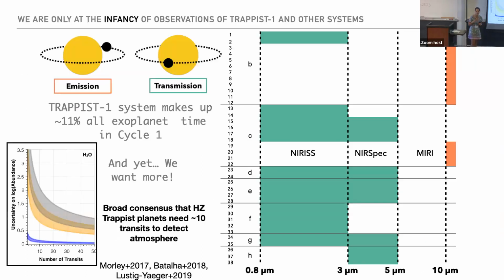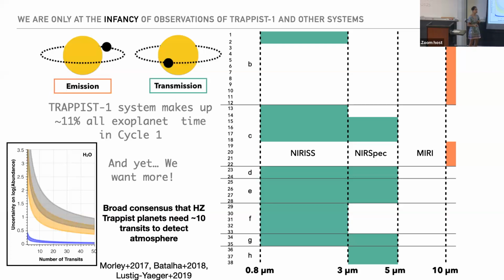However, and I will use my last 30 seconds to say, we're really only at the infancy of these observations. So the Trappist-1 system specifically made up 11% of all cycle 1 time. And I'm only showing a very small fraction of those observations. And really, I think there's a consensus the community wants more.